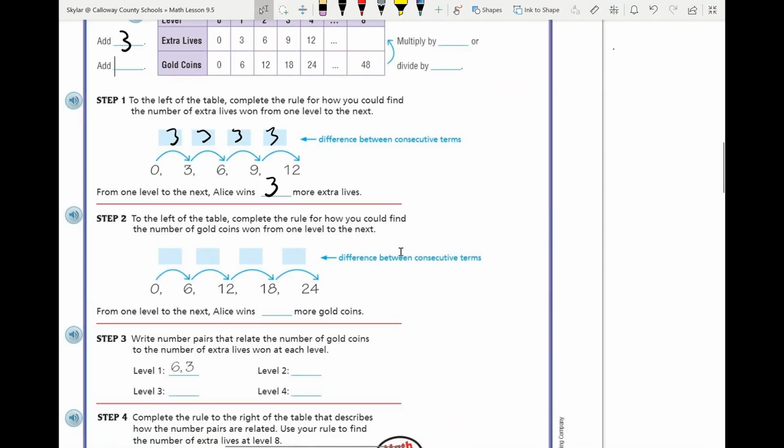What about the rule for our gold coins? Well, 0, 6, 12, 18, 24. We are going up by 6 each time. Not too tough to find that out. Now we move on to that next step.